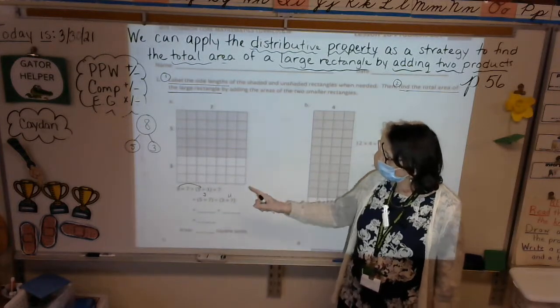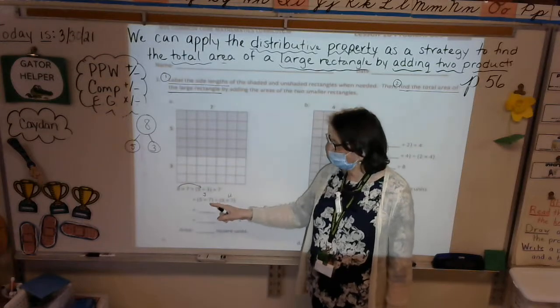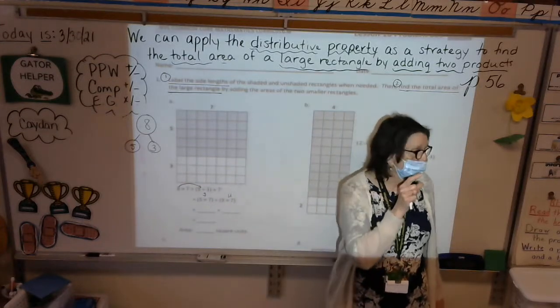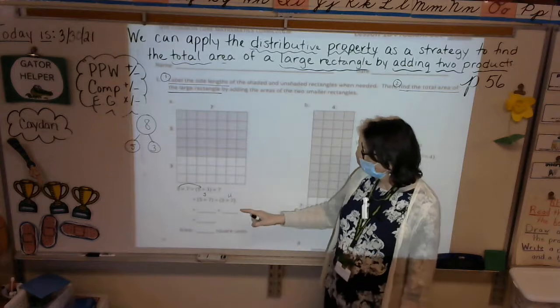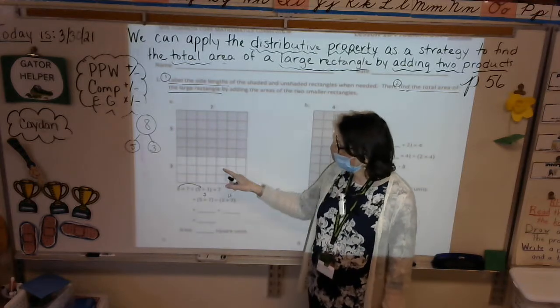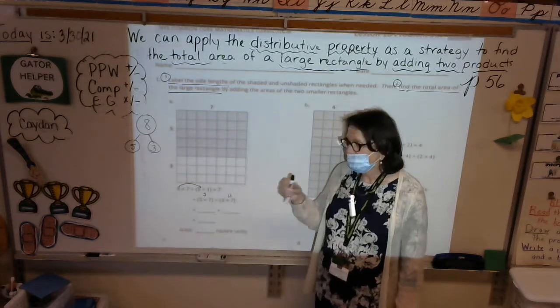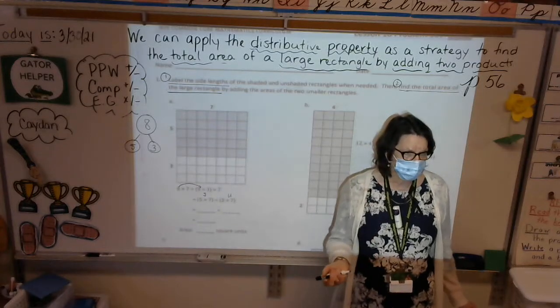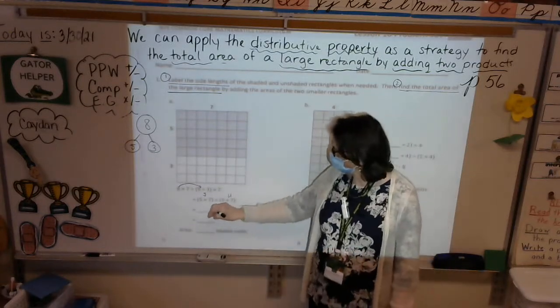So let's look and see what we did. We took the entire rectangle, which was 8 by 7, and we split it into two smaller rectangles, a 5 by 7, which was the shaded, and a 3 by 7, which was the unshaded. Now, what do you think goes on the next lines? Cam, what do you think goes on the next lines?